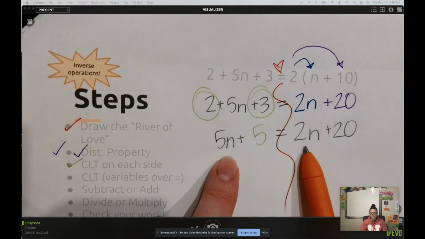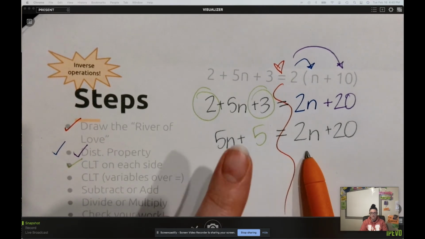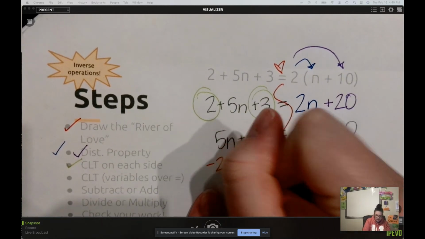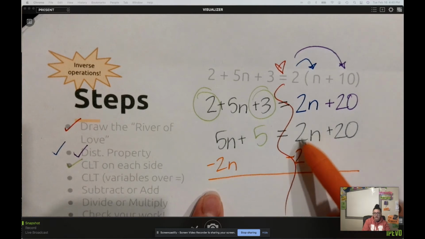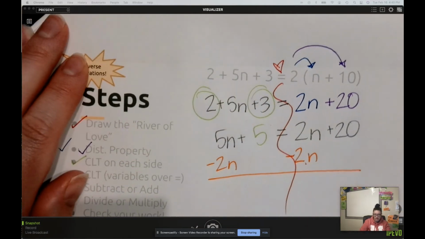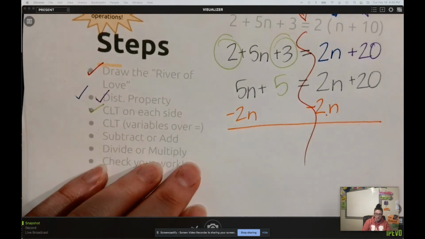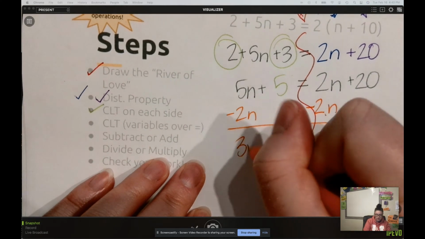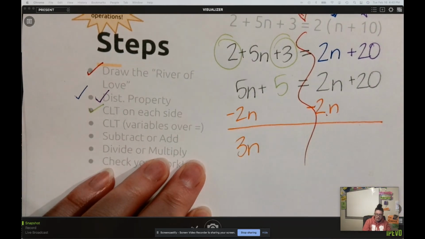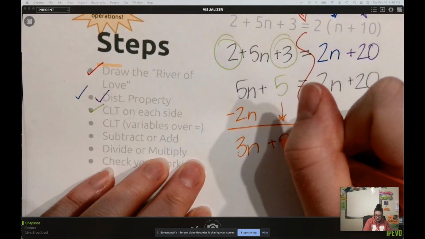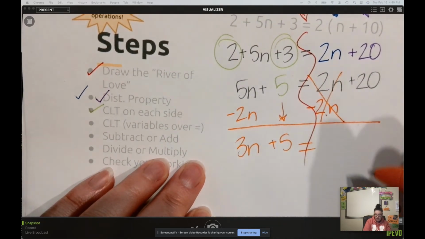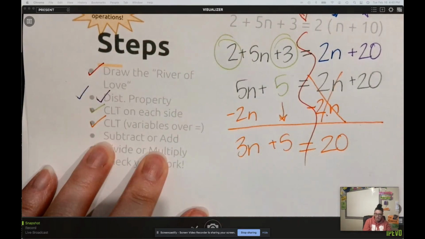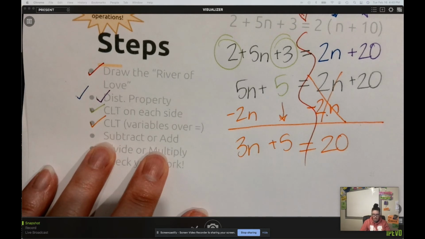Which one should we move? The smaller one. So we have to subtract 2n from both sides. I have to do the opposite of what I have. That's a positive 2n, so the opposite is a negative 2n on both sides. What's 5n minus 2n? 3n. I bring down my plus 5 equals, those cancel, 20. Boom! Brought together my variables over the equal sign.